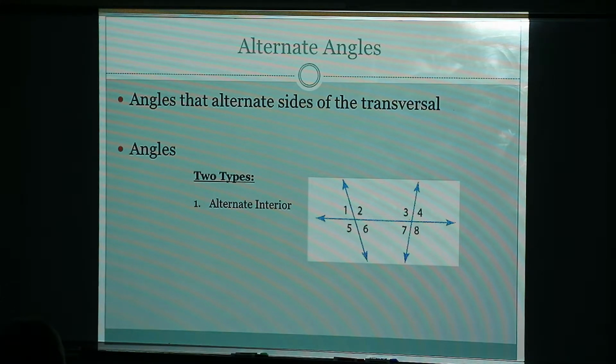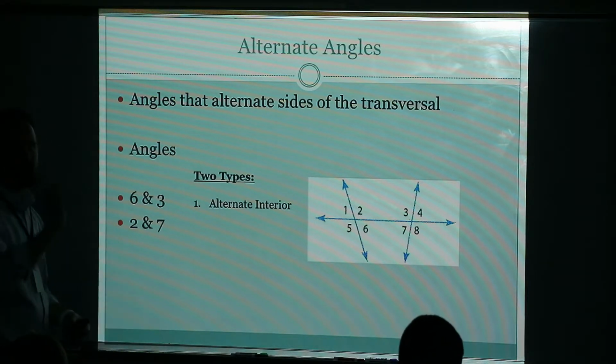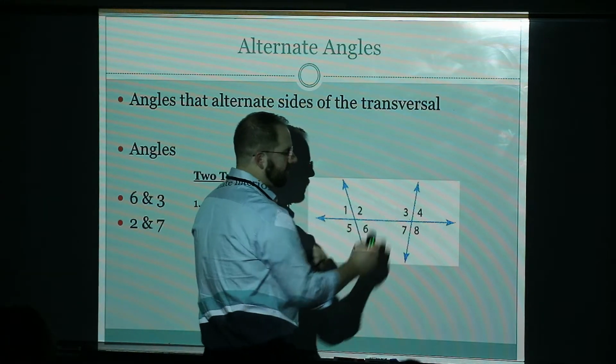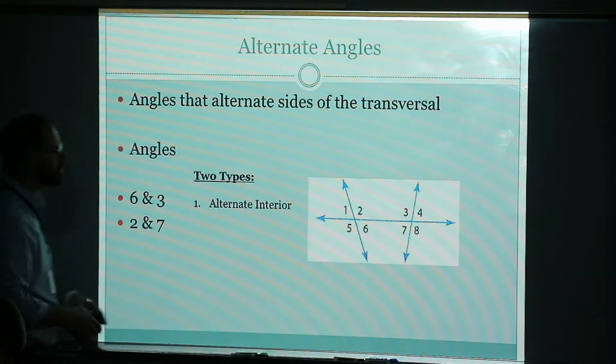3 and 6. I like the guesses, though. So, like I said, I heard 3 and 6, or 2 and 7. Those are alternate interior. They're not next to each other, they're interior, and they're across. One's on the opposite side of the transversal. Now, if you turn your head sideways, you could have the lines being horizontal, and it would still work, 2 and 7, 3 and 6, because they're on opposite sides of the transversal.